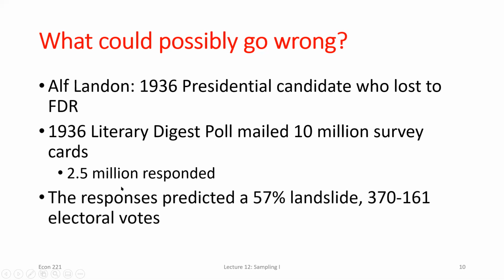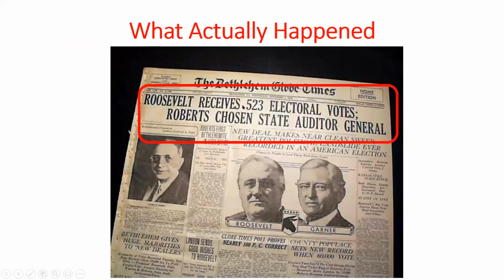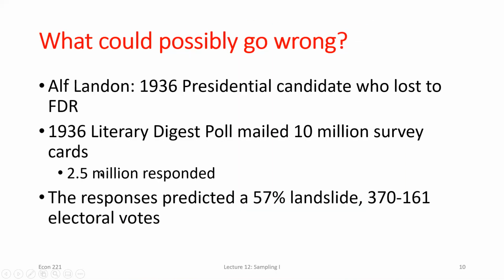And when they looked at these 2.5 million surveys, they predicted a landslide win by Landon, that he'd win 57% of the popular vote and a pretty sizable victory in the electoral votes. Now, we obviously know that didn't happen. Not only were they wrong, it wasn't even a close election. Roosevelt won in a definite landslide, with 523 of the electoral votes. They were predicting 370 to go to Landon. They were way off, right?